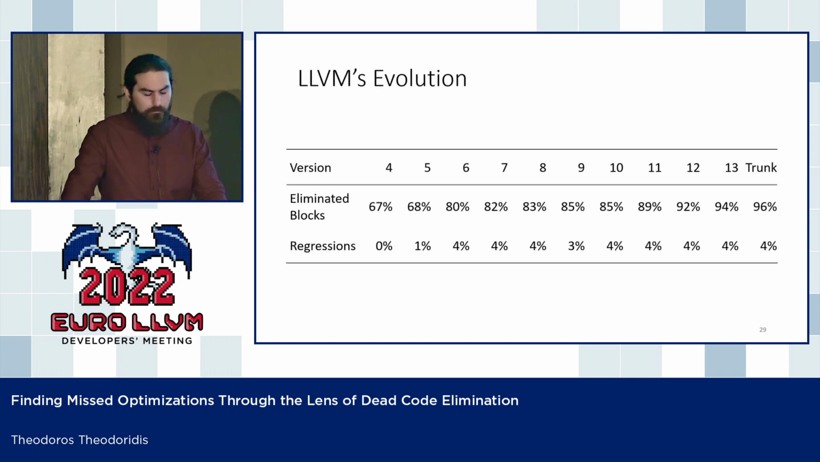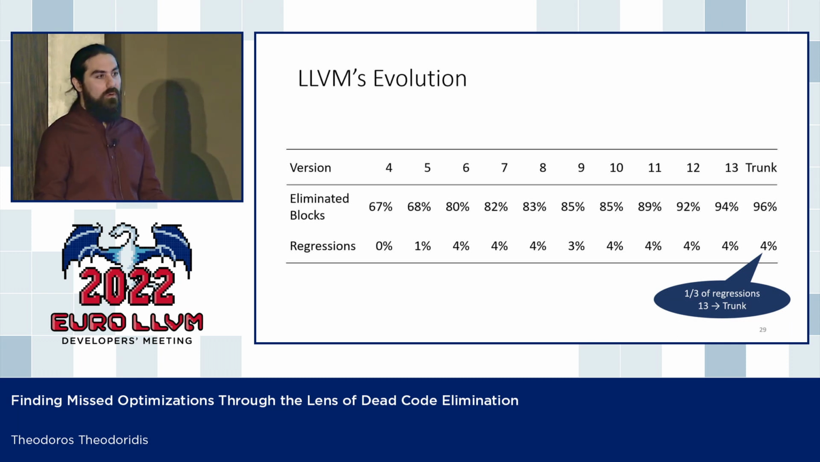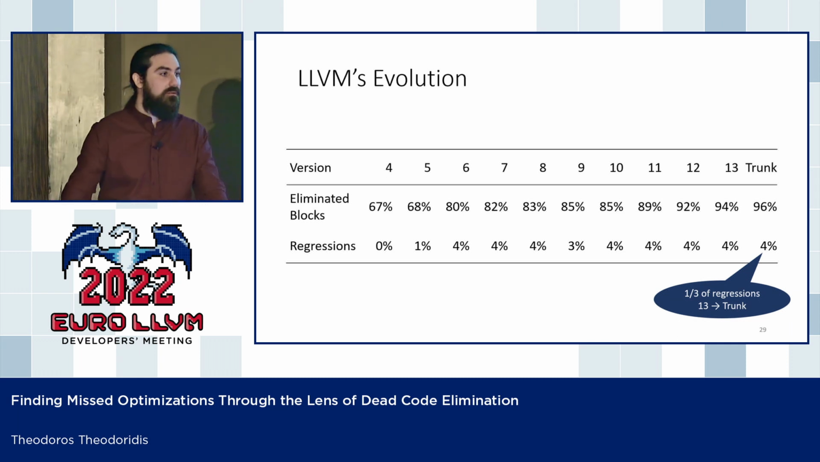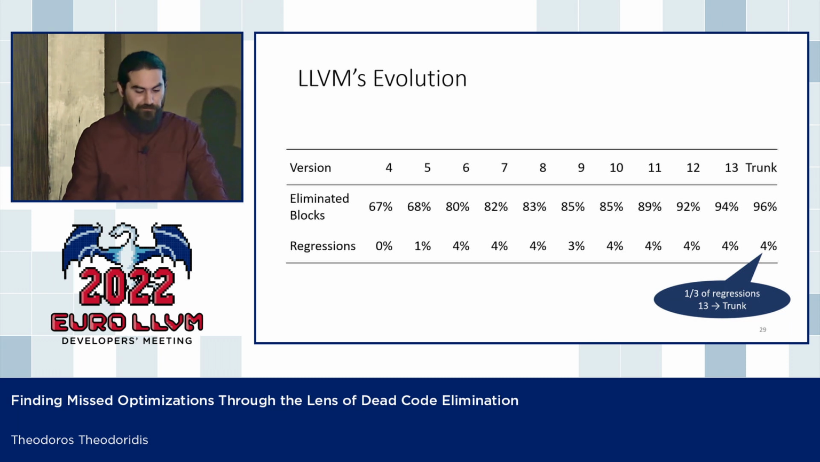And if we look at the latest versions, we see that this number has somehow converged at 4%, but the important thing is that these are not the same 4%. For example, between 13 and trunk, around a third of these regressions are new. And what this means is that even though overall the compiler is getting better and better, it always misses some new things. So this is maybe another highlight of why we need automated testing to catch these issues and prevent them.